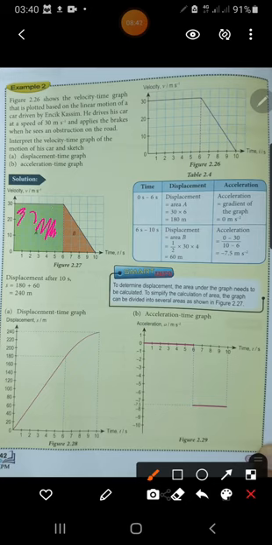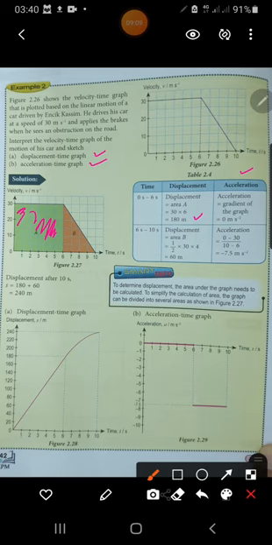So the length is 6, the width is 30. So 30 times 6 you will get 180 meter. This is the displacement. Why find the displacement? Because later we have to draw the displacement-time graph. And why do we interpret the acceleration? Because later we have to sketch the acceleration-time graph.